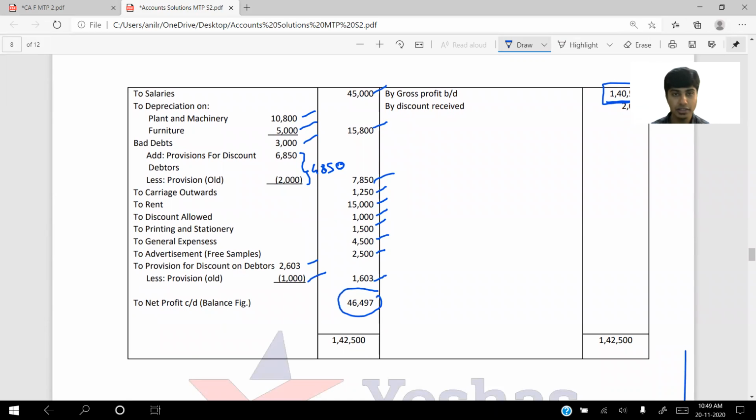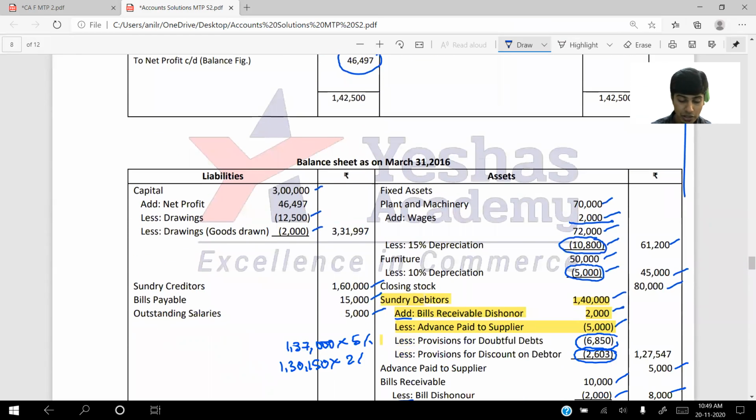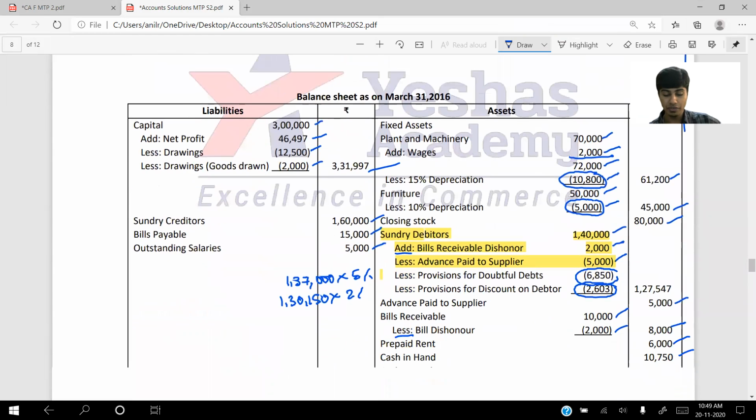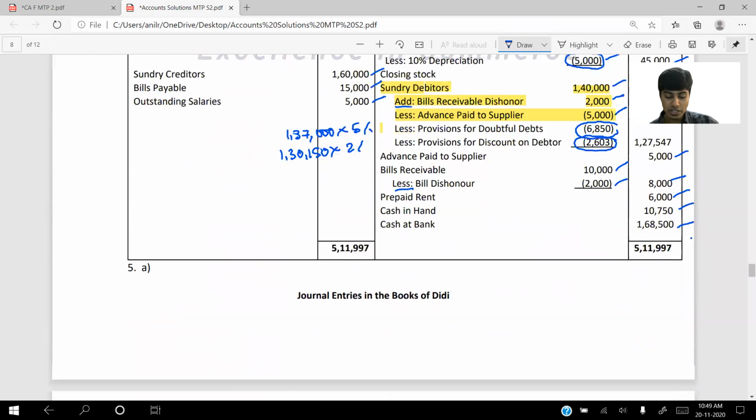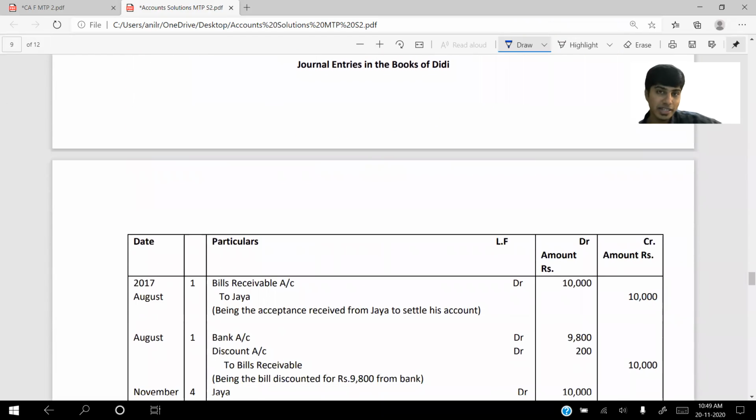And if we add the total and then balance it, this will be our net profit. This should be added to capital. How much? 46,497. 46,497 is added to capital. That's it. So I'm done with the entire problem and my balance sheet tallies. You guys get that? So this is the solution. Have a look at it once again peacefully at your own speed and you should be able to crack it. Yes, come on. Let us go to the next one.